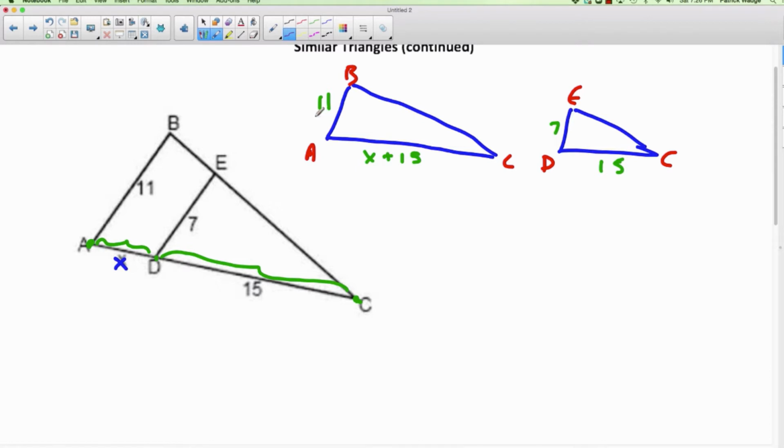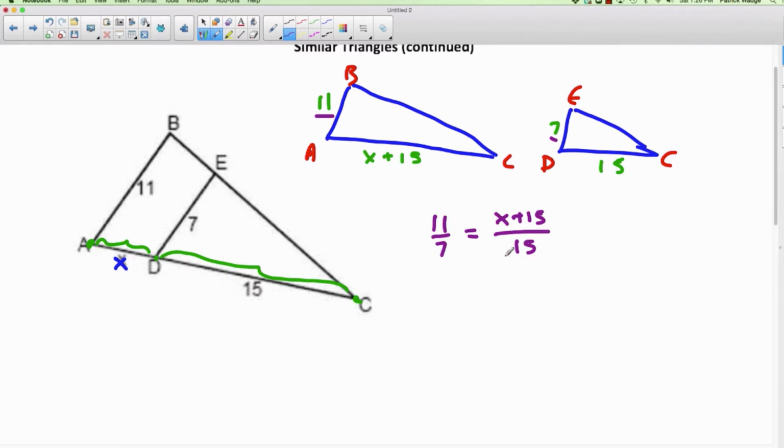This one, the 11 and the 7. So let's make that our first ratio. 11 to 7 equals, so now we look at the other corresponding sides. It's this one first. We did 11 first, so pick this side first. x plus 15 over 15. How are we going to solve that? Hey, it's time to do a little bit of algebra.